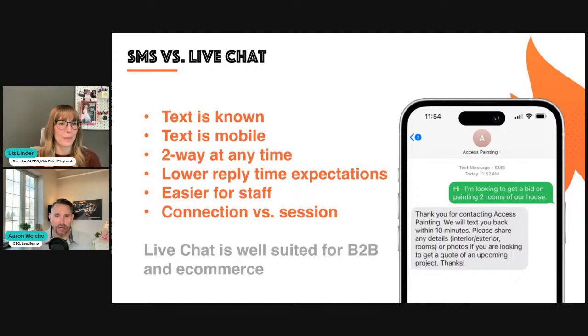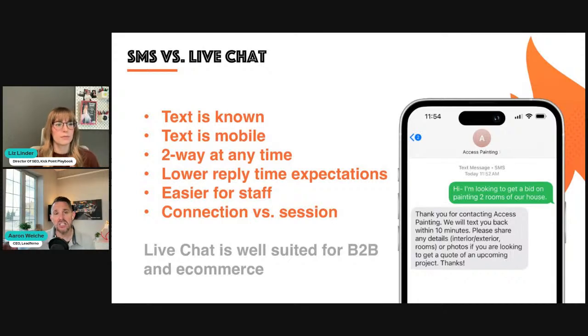I always like to point this out. We are a web to text. We compete. We bring a lot of people over from live chat. And so it's really understanding which is best for your business. As you can see at the bottom in my gray text there, live chat is definitely well suited for B2B and e-commerce, because in those situations, you're trying to win that session, you're trying to win that moment. But in a lot of service-based businesses, small businesses, things like that, texting can actually be far more powerful because it's creating a connection for you.